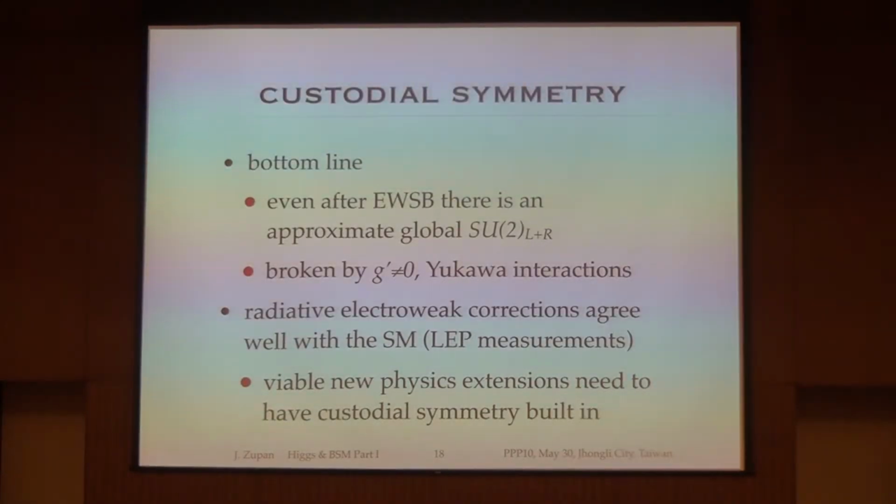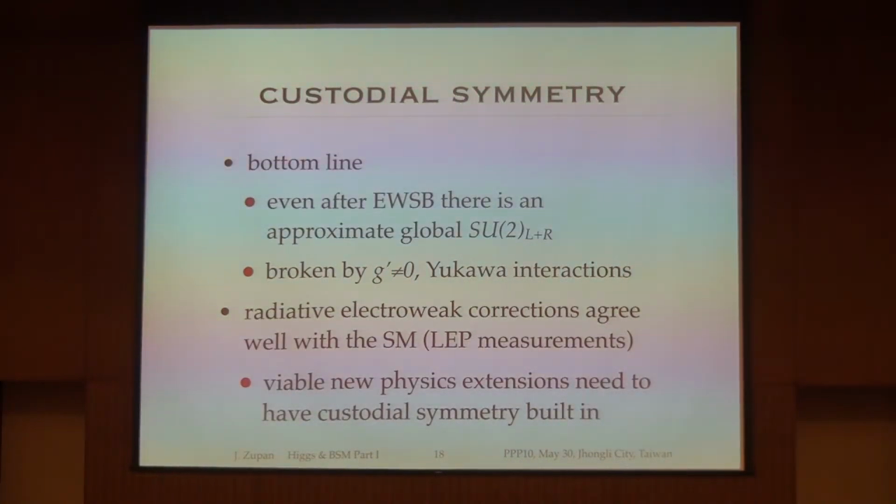Okay, in case you didn't follow, let me just repeat once again. There is this custodial symmetry. The bottom line is that even after electroweak symmetry breaking, there is an approximate global symmetry hidden there. If you write it in a more textbook form, it's hard to see, so that's why I went into this maybe a bit less elementary formalism. It's broken by g prime not being 0. It's broken by the Yukawa interaction.